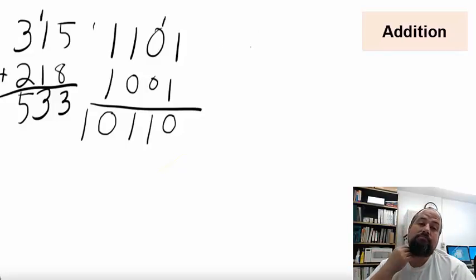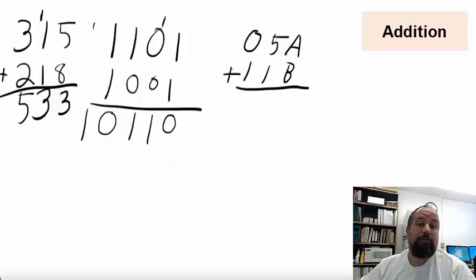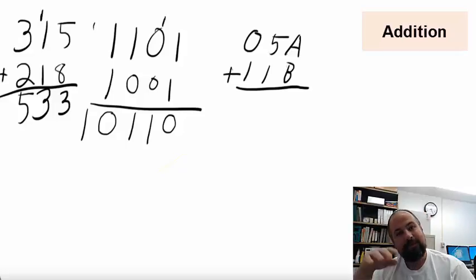I'm not going to do octal, but I'll do hex for you really quick. Let's do 05A plus 11B. All right, we add those. A plus B, which is 10 plus 11, is 21. Right, it's a little bit tricky, but it's not unintuitive.